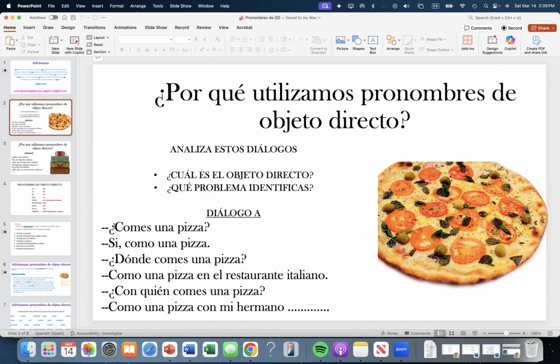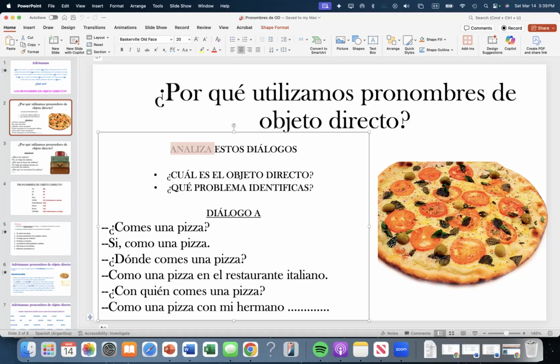We have some dialogues here. This is the first dialogue I'm going to show you, and I want you to take a few moments to analyze the dialogue. Analiza estos diálogos. ¿Cuál es el objeto directo? ¿Qué problema identificas? So let's remember what a direct object is. A direct object is what answers the question of what is being verbed. In other words, what is the direct recipient of the verb action? So let's take a look at this dialogue here.